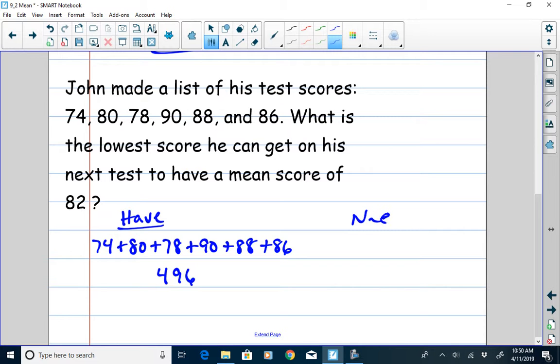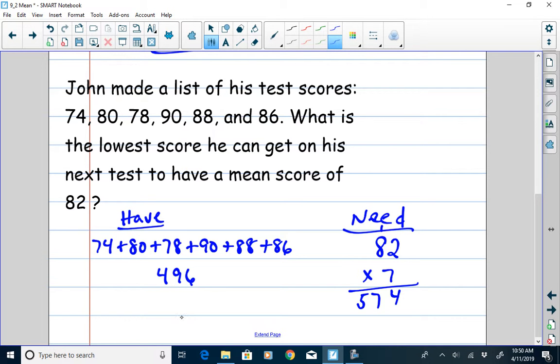What we need is to have a mean of 82 for how many test scores? 1, 2, 3, 4, 5, 6, and the next test score, so that would be 7. So we have a mean of 82 for 7 scores. We're going to need a total of how much? 7 times 2 is 14, carry the 1. 7 times 8 is 56, and 1 is 57. So we need 574. We have 496.